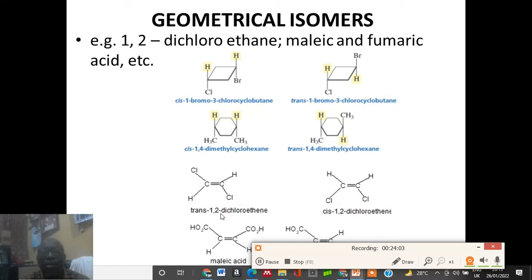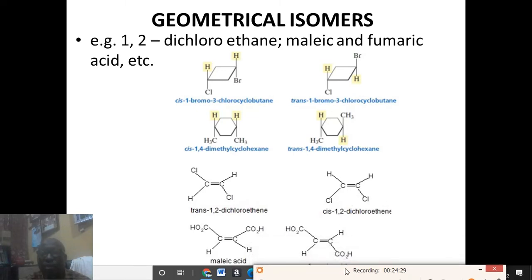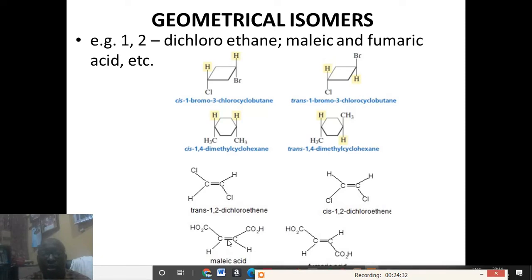And here you have 1,2-dichloroethene. Here the chlorine atoms are on opposite sides. This is the trans isomer. Here they are on the same side. This is the cis isomer. Then you have maleic acid and fumaric acid. This is fumaric acid. This is maleic acid. In maleic acid, the carboxylic acid groups are on the same side of the double bond, the cis. That's why it is maleic acid. In the trans isomer, the carboxylic acid groups are on opposite sides.